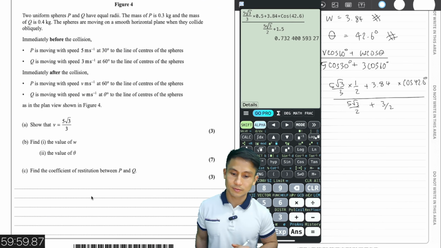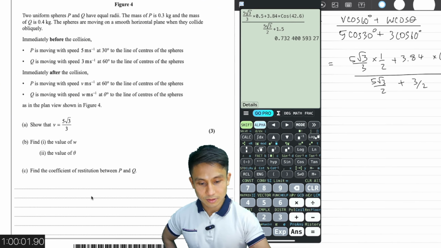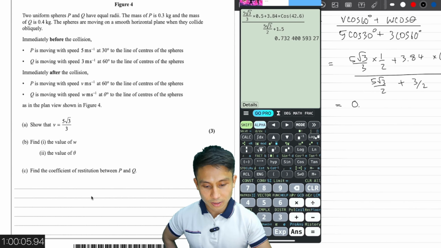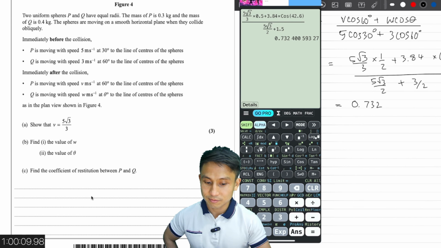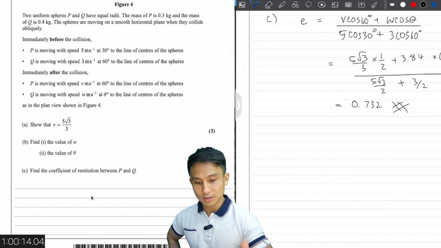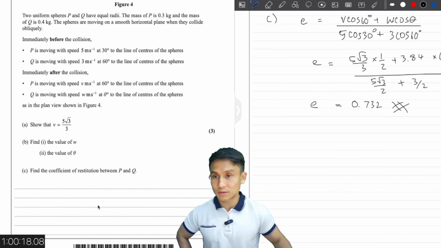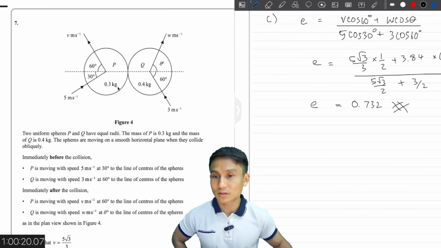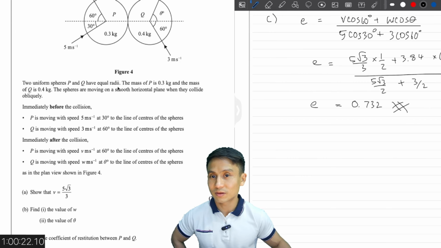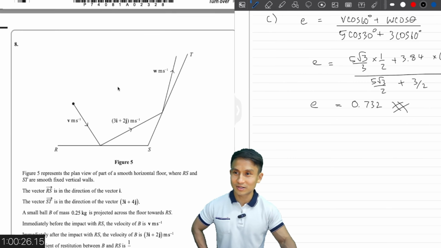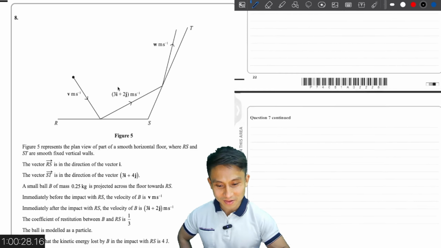Okay, right, so that is just 0.732. Yep, I'm going to go with that because it looks fine to me. Yeah, coefficient of restitution between P and Q. Just take the ones on the line of centers, not any other components. And that's it for oblique collision. All right, it took a while. Okay, we still have another one.